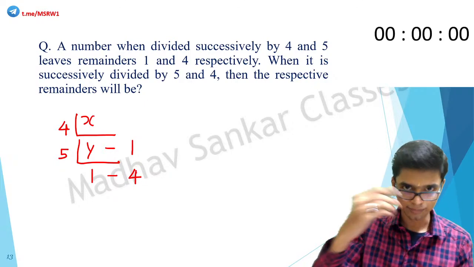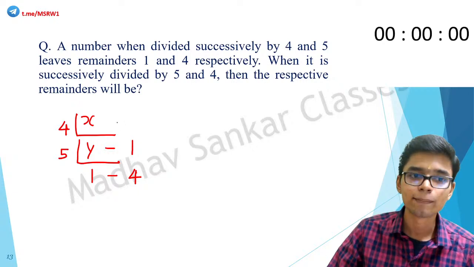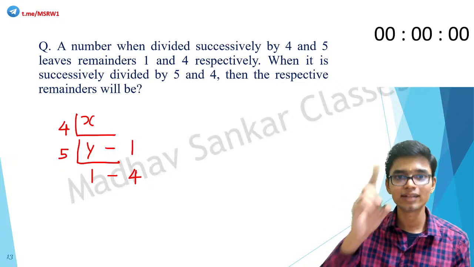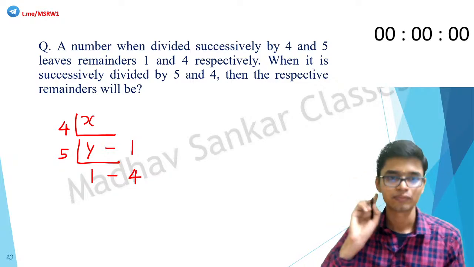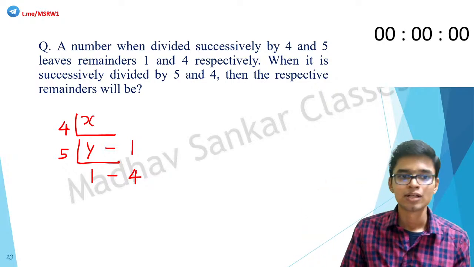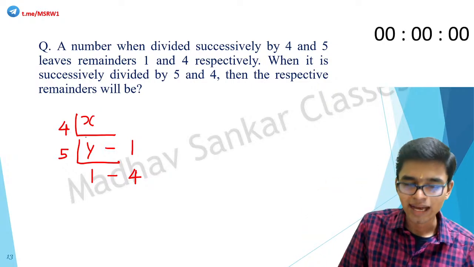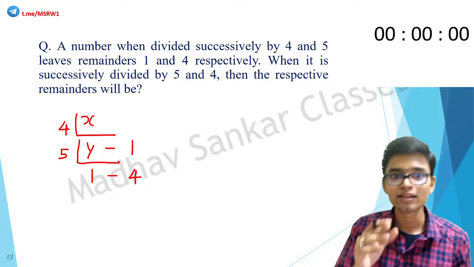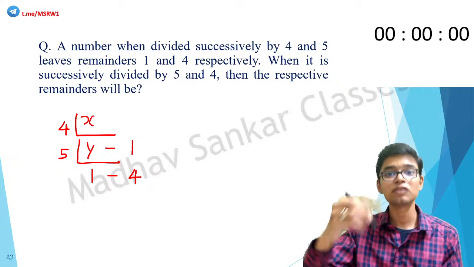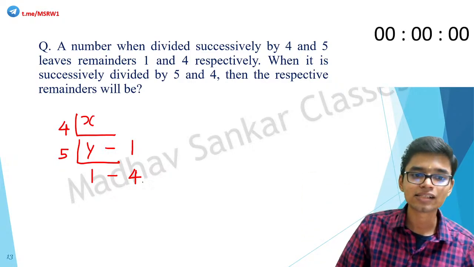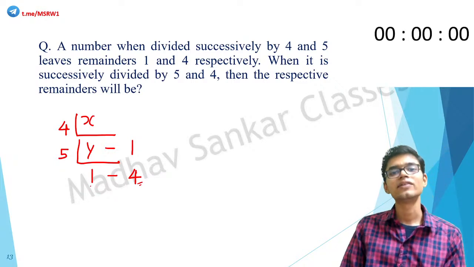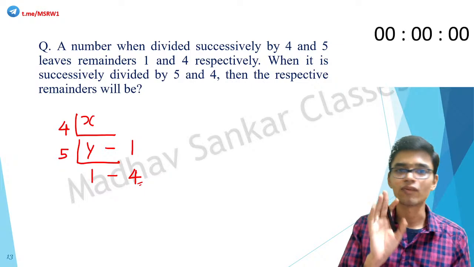Let me repeat this once again. Assume the number be x. According to the question, we successively divide the number by 4 and 5 and get the remainders 1 and 4 respectively. So we divide x by 4 and get some answer, let it be y, and the remainder is given as 1. Now we divide this again by 5 and the remainder that we get is 4. For easy calculations, we assume that the quotient is 1 this time.